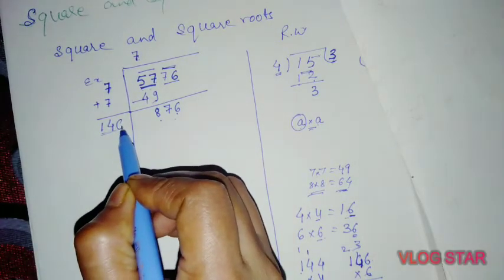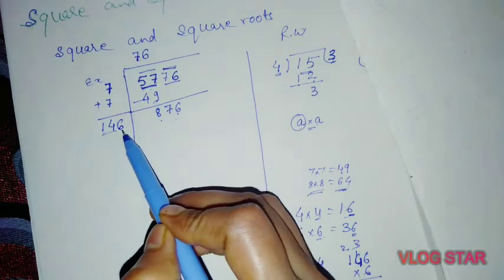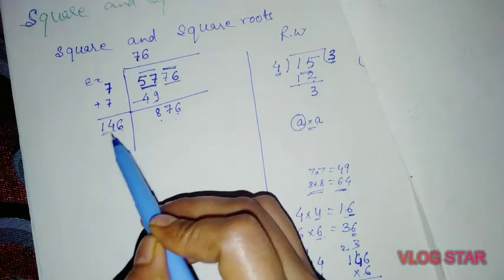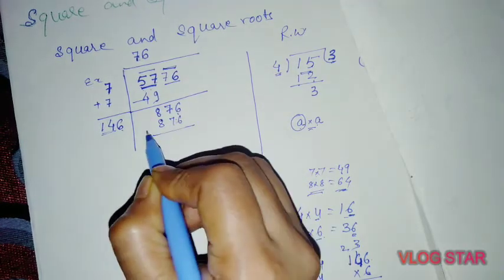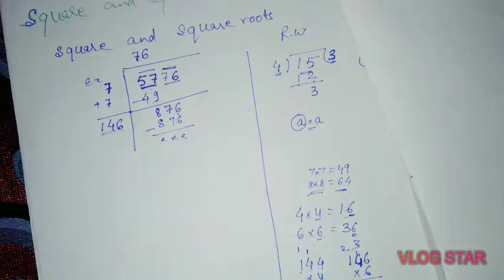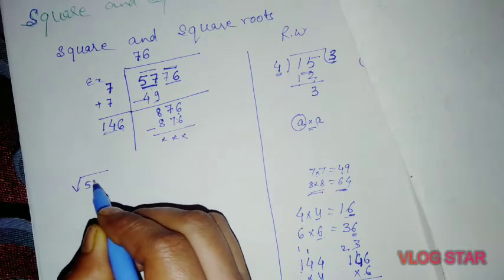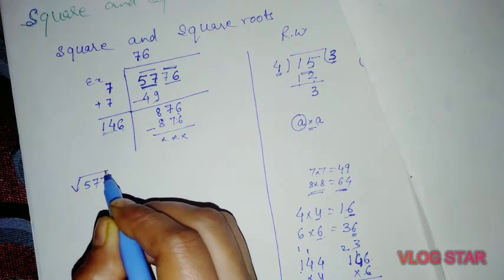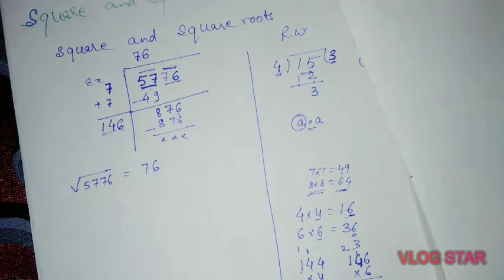So 6 is written here, 6 is written here, and with this 6 you have to multiply this whole number to get 876. On subtracting we are getting 0. So the square root of 5776 is 76. So this is the long division method.